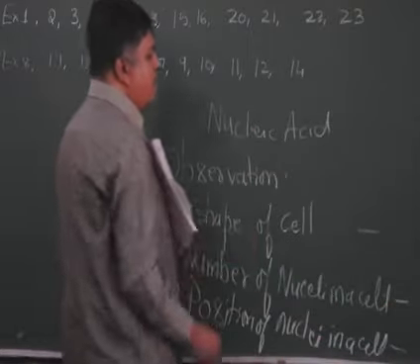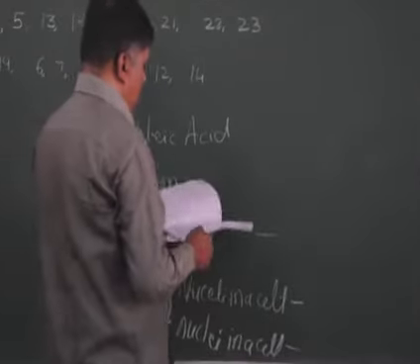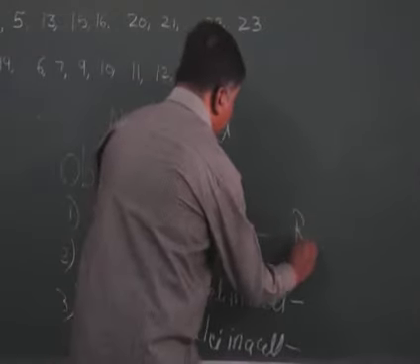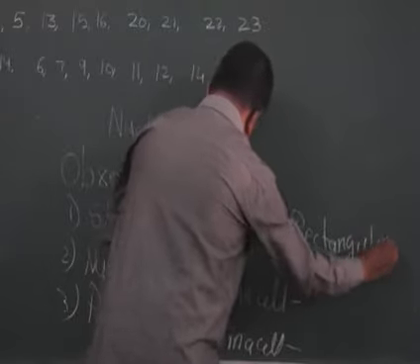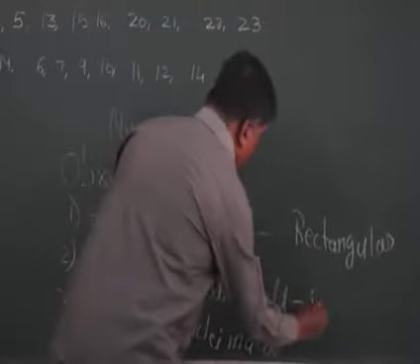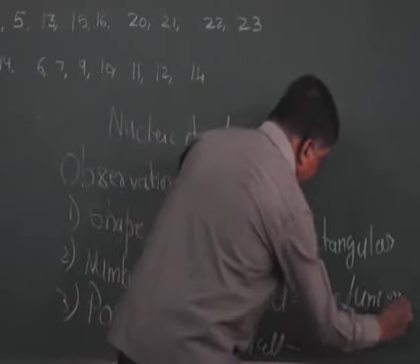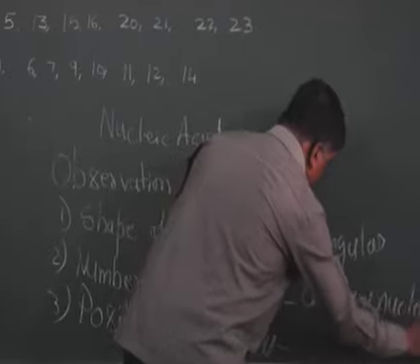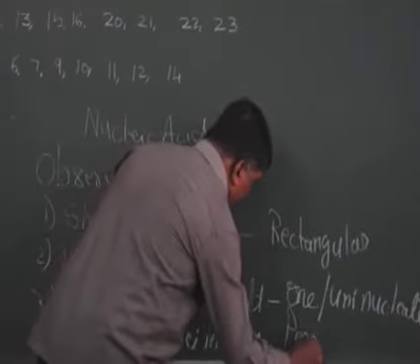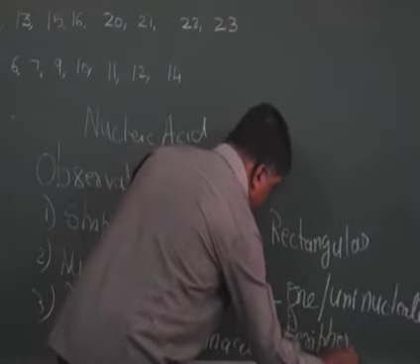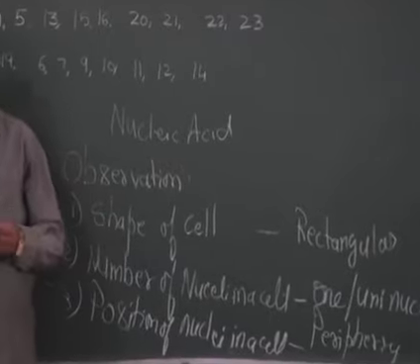Here for shape of cell, you can write rectangular, number of nuclei 1, or you can write uninucleate, and the position of nuclei you can write periphery. So this is regarding the nucleic acid staining.